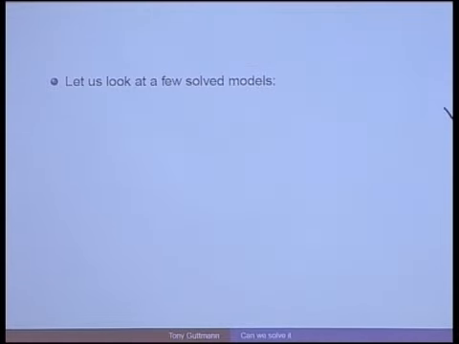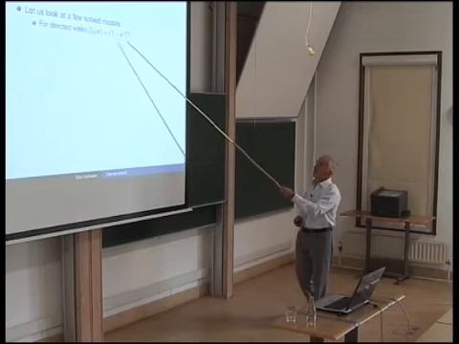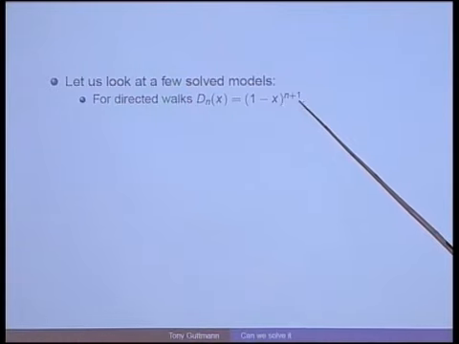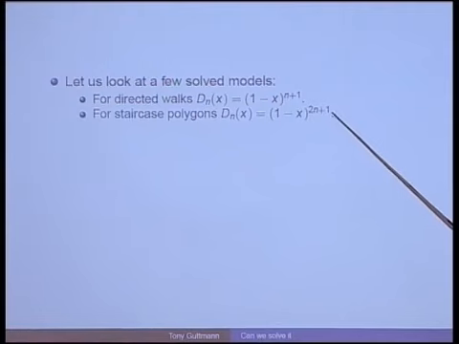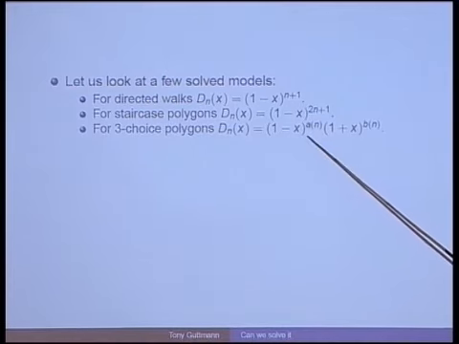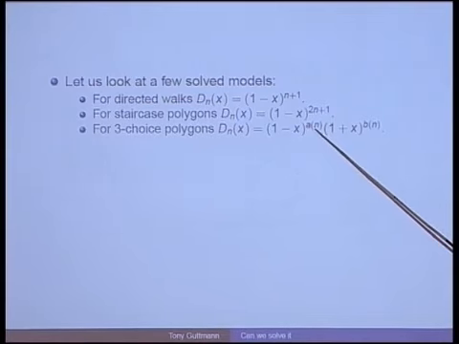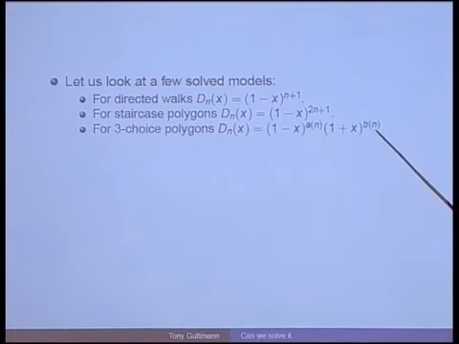So let us look at a few solved models. For directed walks, the denominators take this very simple structure. They're just psi_1 to the power n plus 1 for the denominators. For staircase polygons, we have psi_1 to the power 2n plus 1 as the denominator. For these three-choice polygons, we have psi_1 to some power, which depends on whether n is odd or even, which is why I've written it this way. But this is a simple function of n, like 2n plus 1 in the odd case, and I don't know, n minus 1 in the even case or something, and b_n is similar.